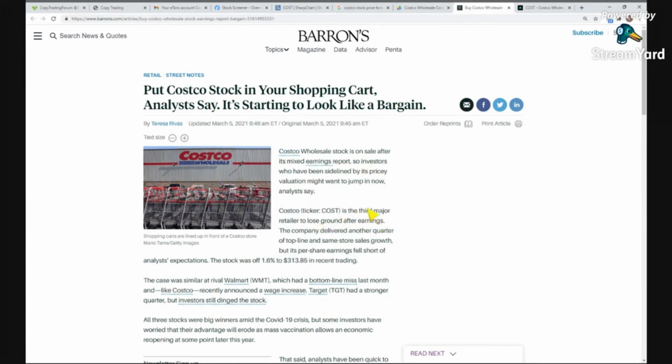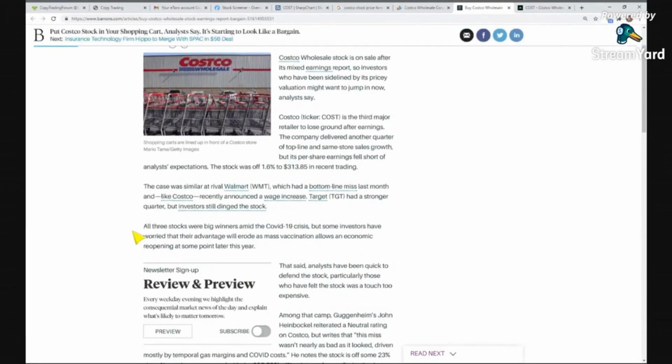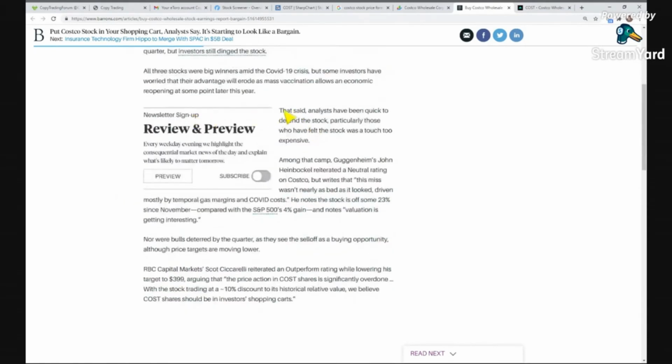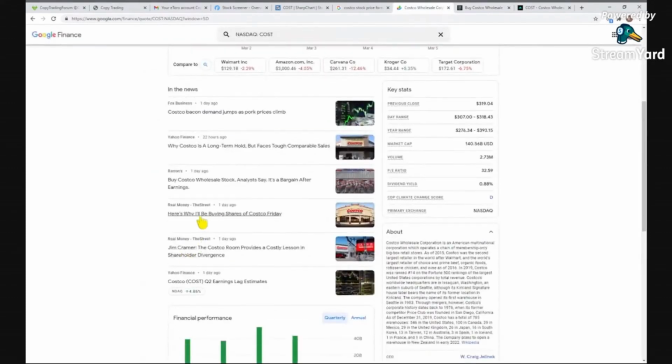Costco is the third major retailer to lose ground after earnings. So it's not only Costco that this happened to, Walmart too, and Target. Okay, all three stocks were big winners amidst the COVID crisis, but some investors have worried that their advantage will erode after mass vaccination later this year. That said, analysts have been quick to defend the stock, particularly those who have felt the stock has been a touch too expensive. So it was a touch too expensive in the past, but at a good price now, okay? So check all this news, guys. Go through all of these news. Here's why I'll be buying shares of. Just quickly go through them.